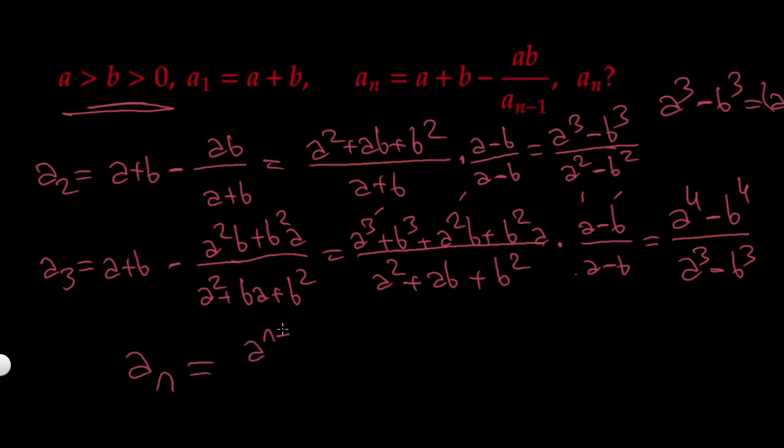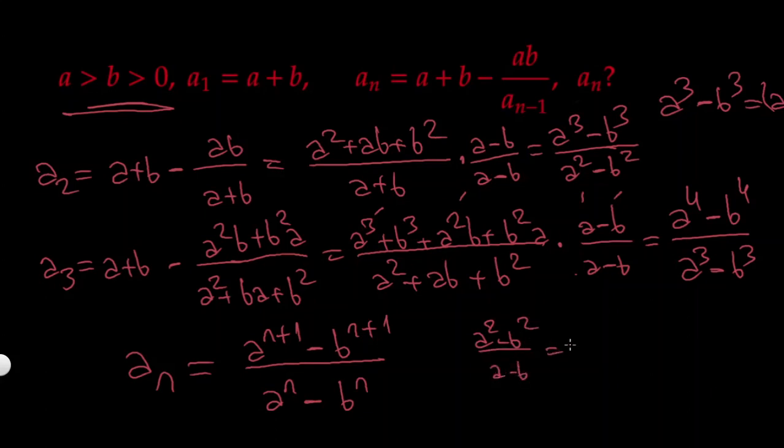It's a to the n plus 1 minus b to the n plus 1 over a to the n minus b to the n. And if I put here, like I'm trying to see, is this true for any n? If I put 2, of course this is true. If I put 1, it's gonna be over a minus b. It's gonna be a squared minus b squared. It's gonna be a plus b. If you put n is equal to 1 here, it's gonna give you a squared minus b squared over a minus b, which is equal to a plus b.